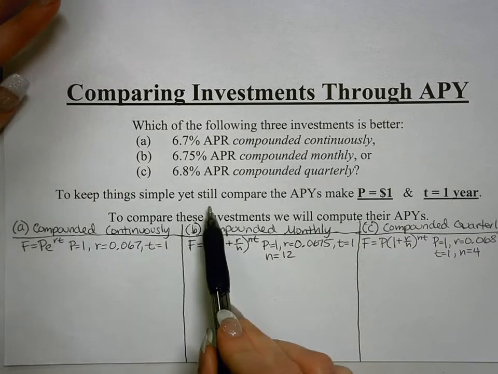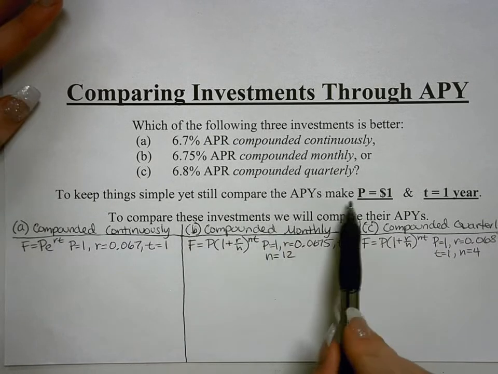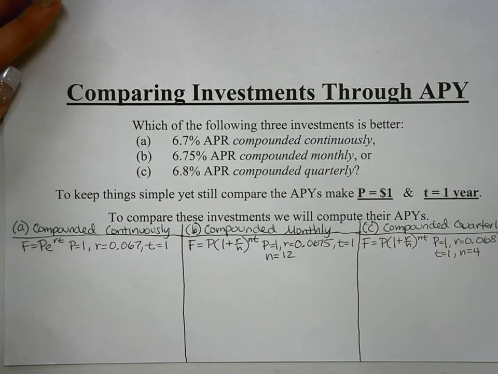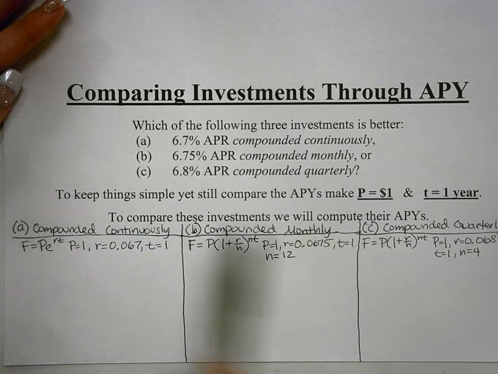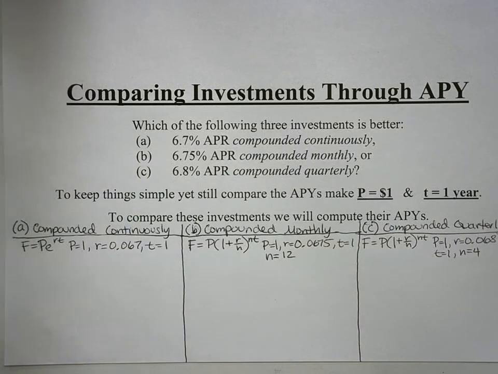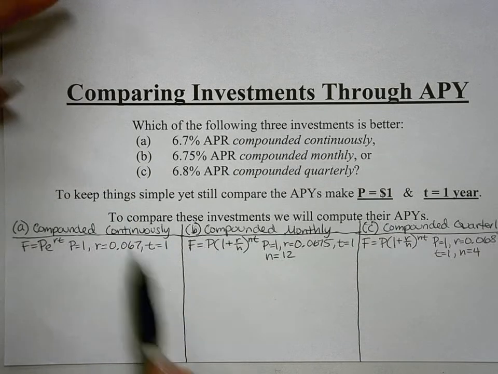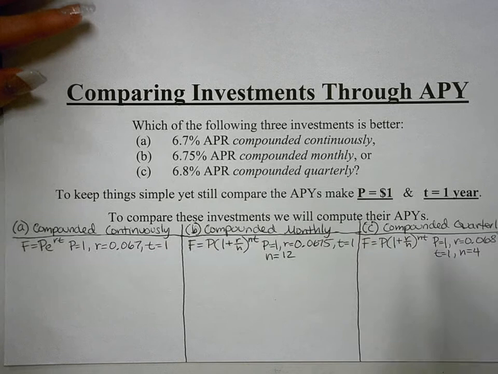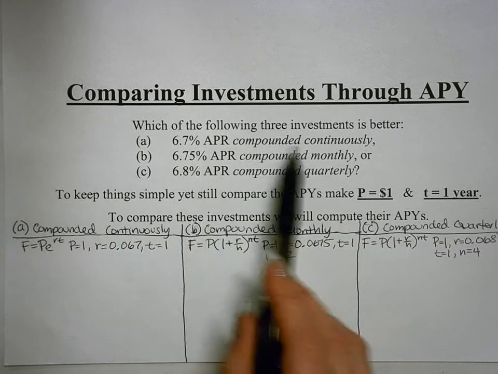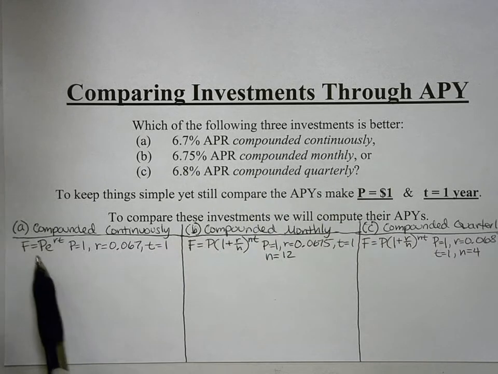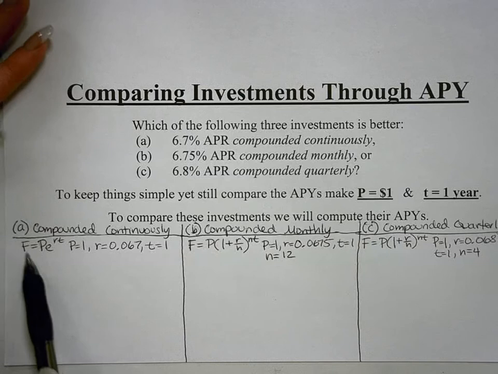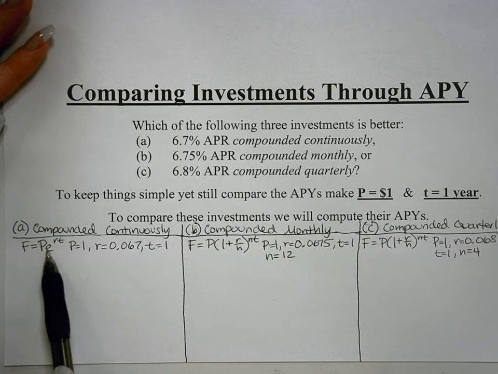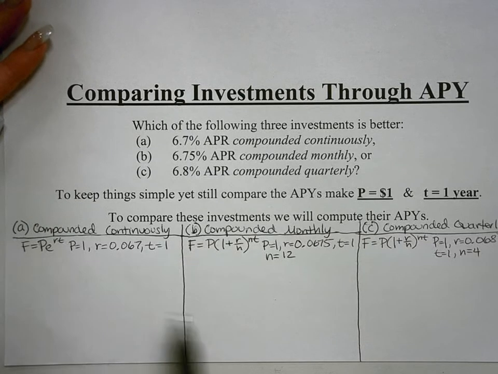So to keep things simple, yet still compare the APYs, we're just going to make the principal $1. It's going to be $1 for each of these 3 investments, and the time that we are going to invest it is just for 1 year. So to compare these investments, we will compute their APYs. The first one is compounded continuously, so we're going to use the compounded continuously formula: F equals P multiplied by e raised to the rate times t.